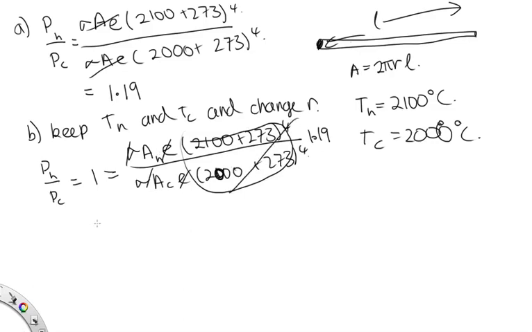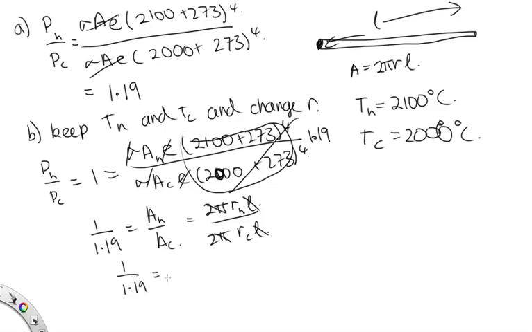And now we've got 1 over 1.19 is equal to AH over AC, and we've seen that the surface area is equal to 2 pi, now this is R for the hot one, times the length, over 2 pi R for the cold one times the length. Now the lengths we're saying are the same, these 2 pi's are also the same. So we've got 1 over 1.19 is equal to the radius of the hot one over the radius of the cold one. Okay, so this tells us that the radius for the cold filament needs to be 1.19 times the radius for the hot one. So by a factor of 1.19.